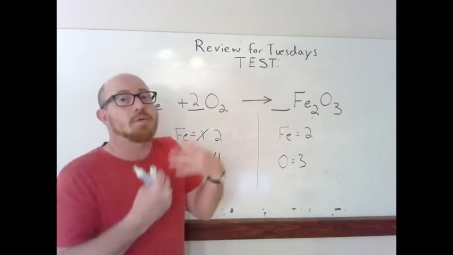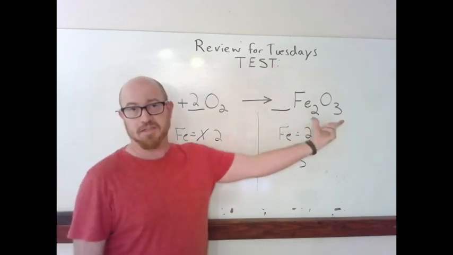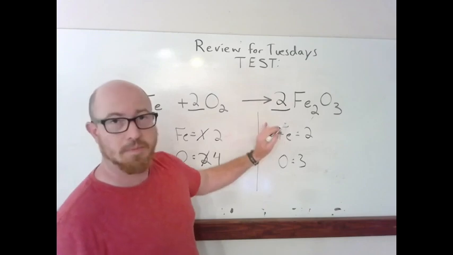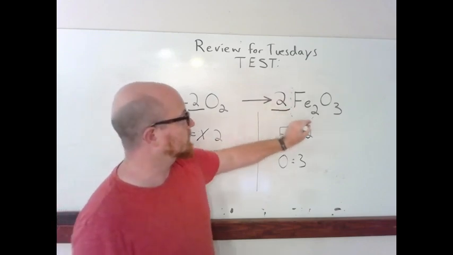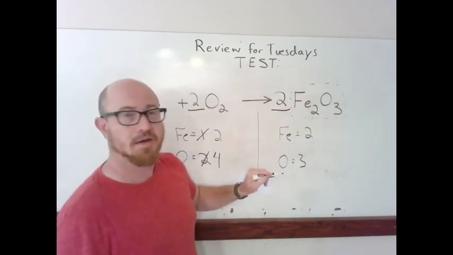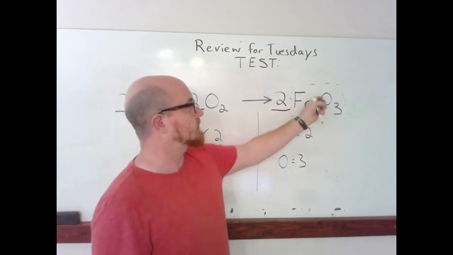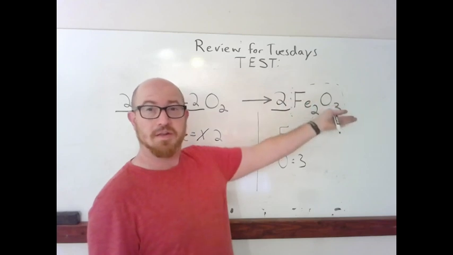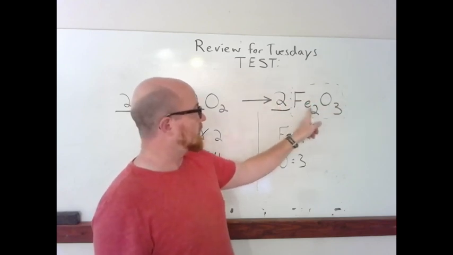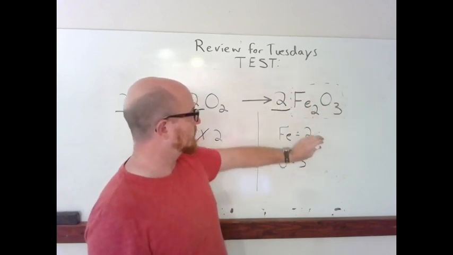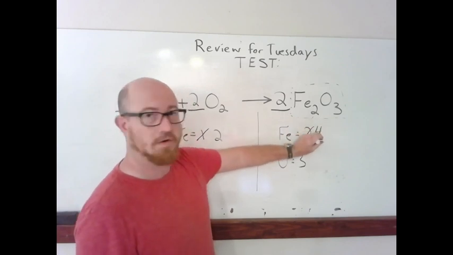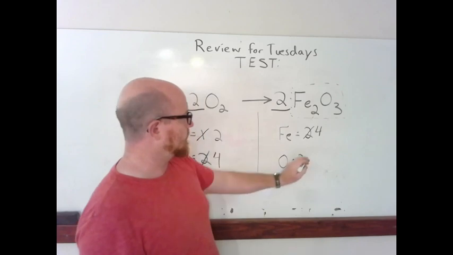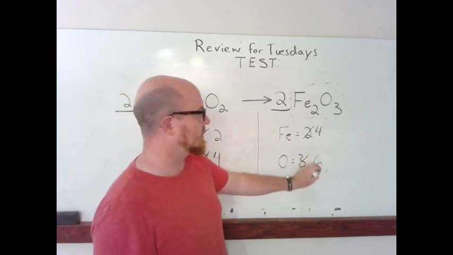Let's see what happens if we make it a 2. 2 of these compounds. So if I make this a 2 here, remember what it's saying is I have 2 of everything in the box. I have 2 Fe2O3s. So it's kind of like in math. When you distribute it, you take the 2 and you multiply by 2. Changes this to a 4. You take the 2 and you multiply it by 3. Changes this to a 6.